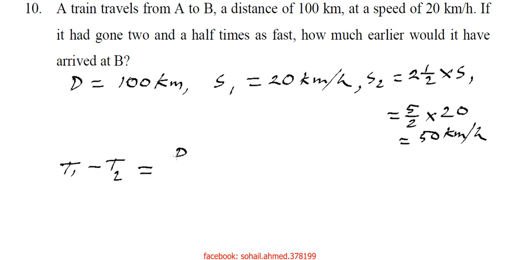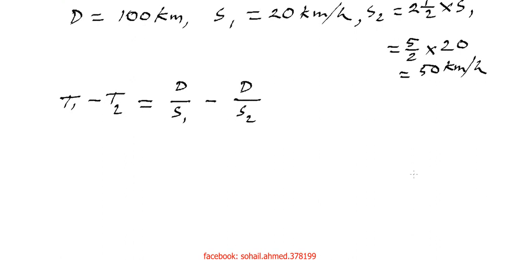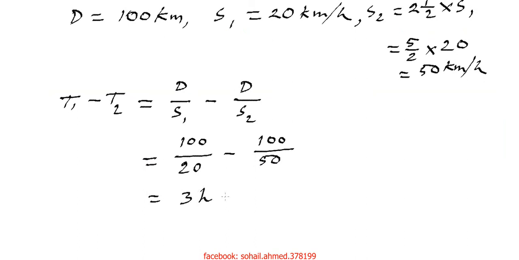Now what is T1? D by S1 minus what is T2? D by S2. So the distance is 100 kilometer, S1 is 20 kilometer per hour, and S2 is 50 kilometer per hour. Finally the answer is 3 hours.